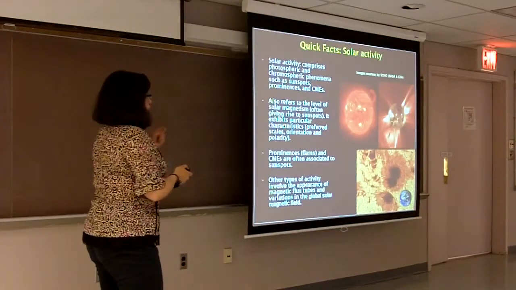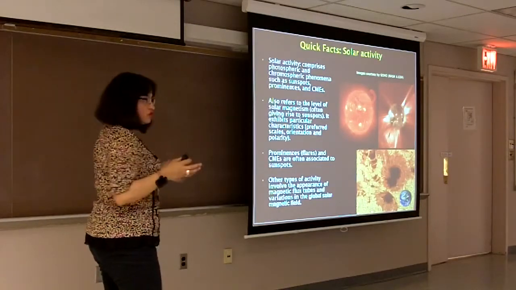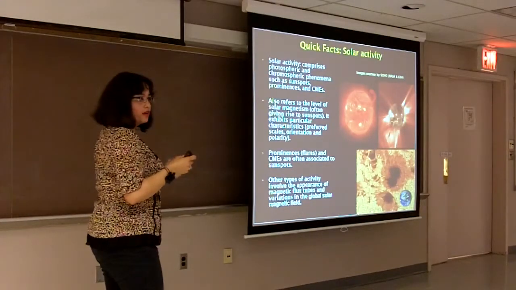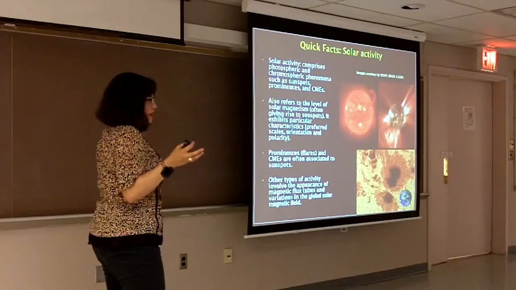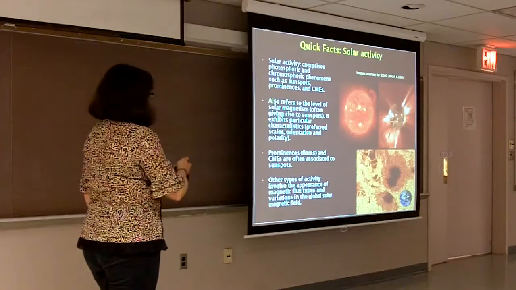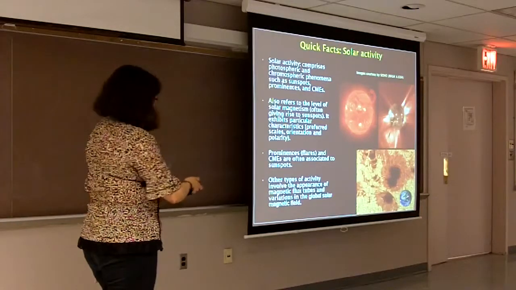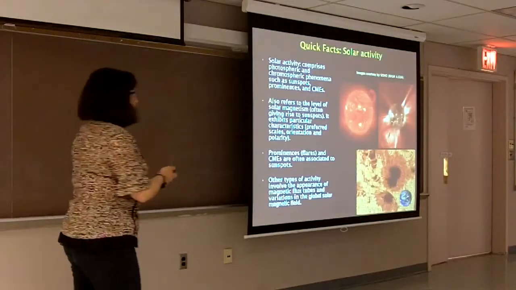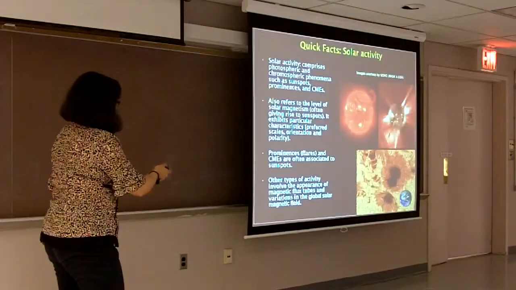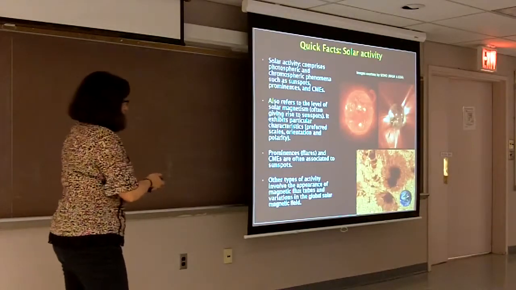But if you look at the maximum of solar activity, the magnetic field is a completely complex structure, because you can find the bipolar magnetic field, and you also have other components that make the solar field very hard to study. Besides that, the prominence, also called the flares, and the CMEs are often associated to sunspots. And other types of activity involve the appearance of magnetic field tubes, like here. And in general, it involves variations in the global magnetic field.